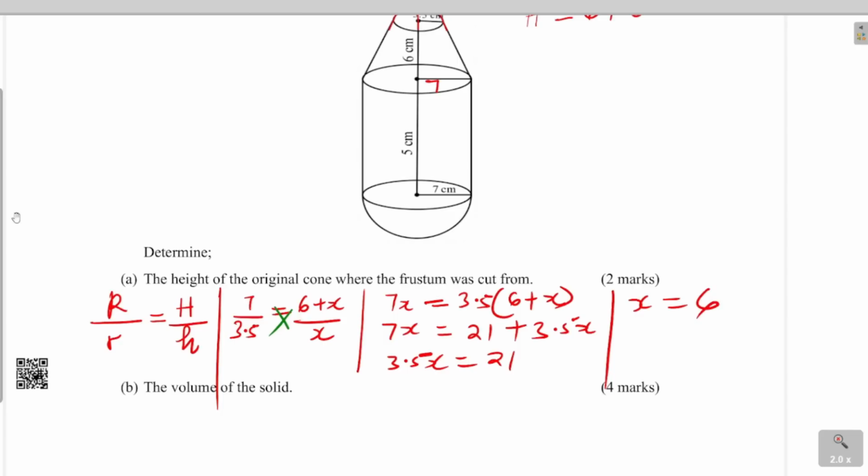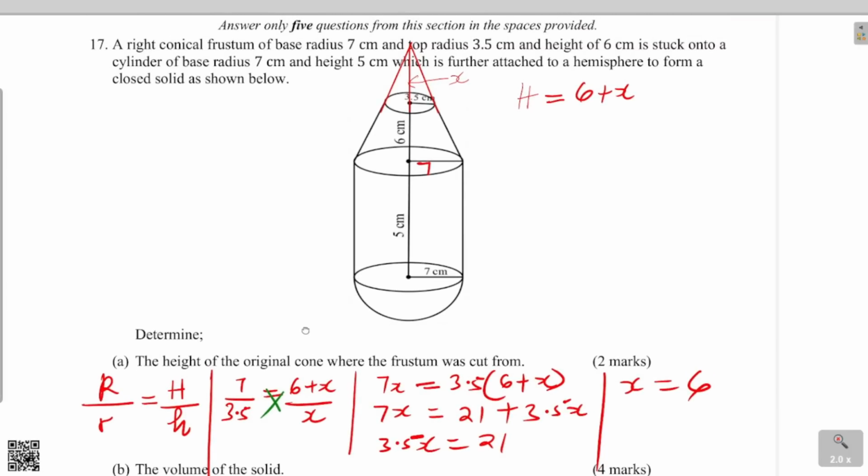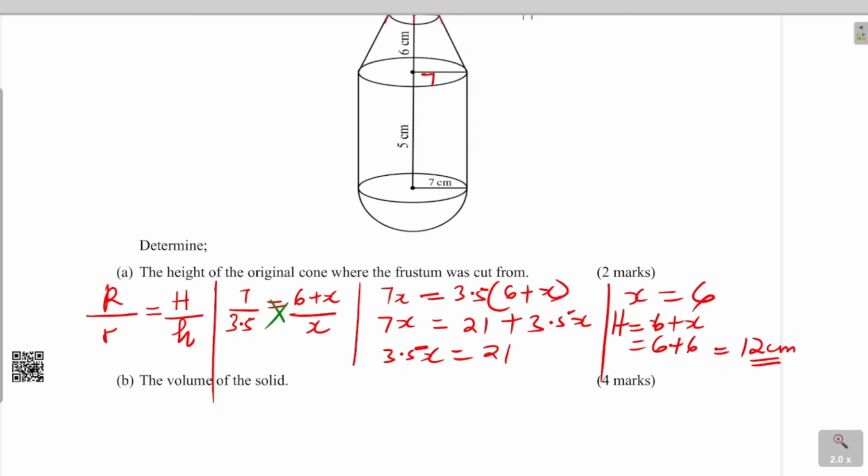After getting the value of x to be 6, we get the height of the bigger cone, which is 6 plus x. So this will be 6 plus 6, which gives 12 centimeters.